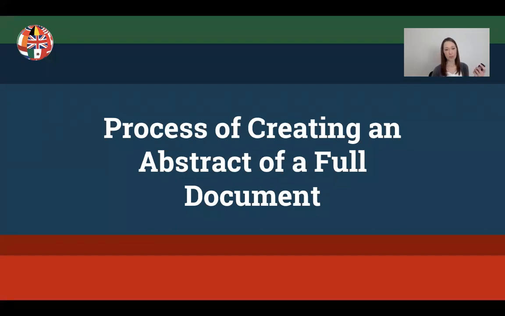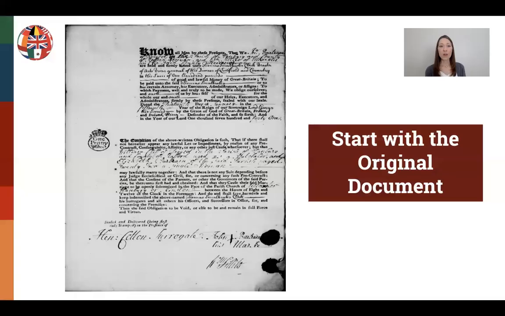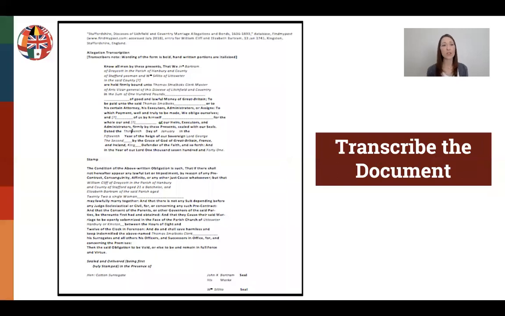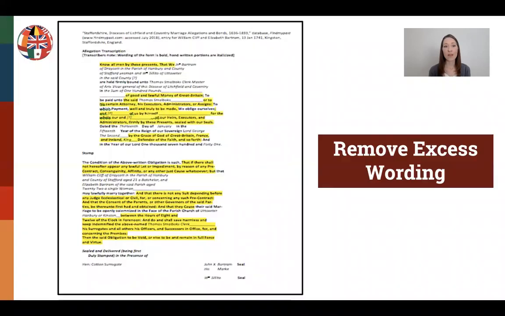Now to get here to the end, we're going to show you the process of creating an abstract of a full document. So first you start with the original document. This one, I just chose it because it seemed like an easy way to show you boilerplate. If it's a form and it's printed like this, then the parts that are the form are boilerplate generally. Okay, so I transcribed this full document. I put a source citation at the top. I also put a note saying that I put the form letters in bold and the other parts in italics so that you can see the difference.